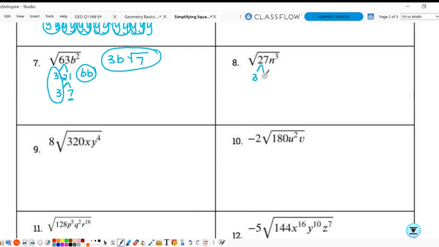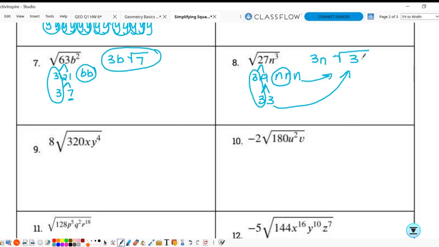This is going to be 3 to the 9th, or 3 times 9, I should say. And 3 times 3. Here's a pair of 3's. They're outside the radical. This 3 is going to go in the radical. And then I have 3 n's. 2 of them are going to be outside the radical, and 1 of them will be in the radical.